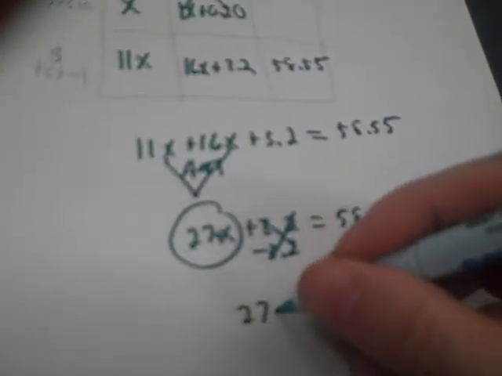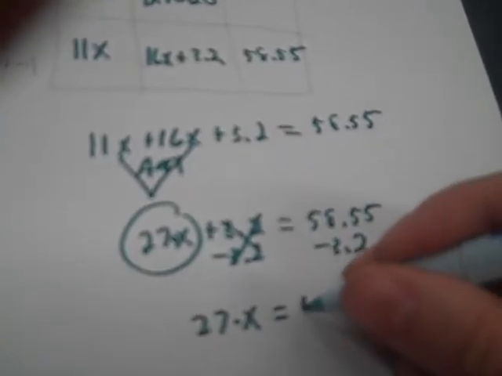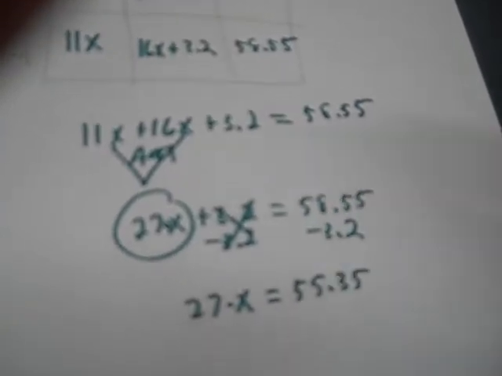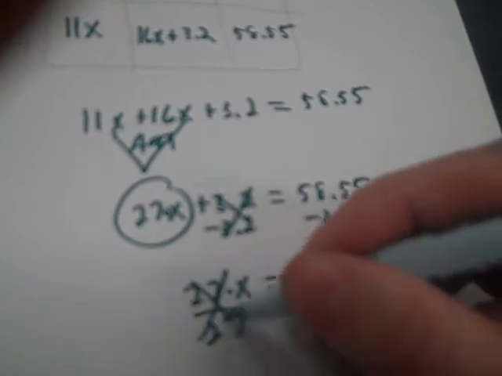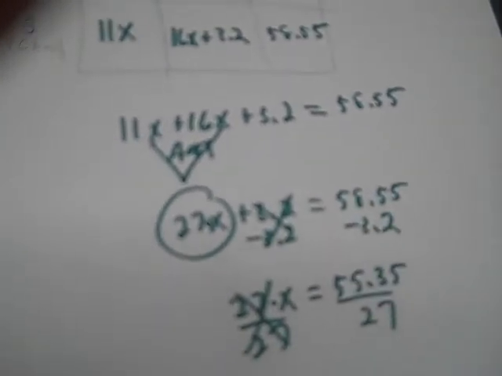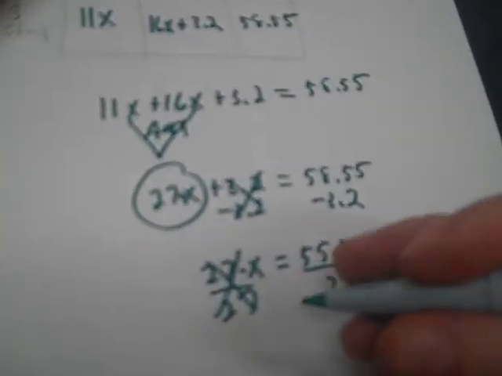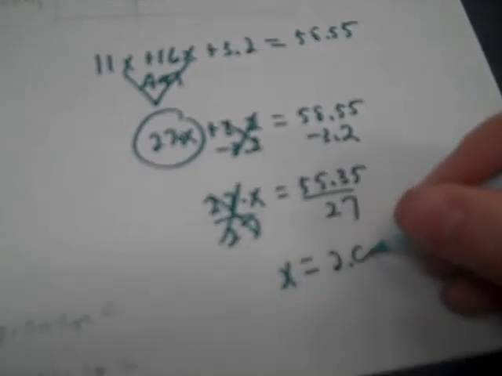So 27x equals 55.35. Then you divide. So 55.35 divided by 27 is 2.05. Now, to find out where that goes for the answer, find the box that you just had an X for. Only an X. Right here. What's that under? Regular. So the regular costs $2.05.